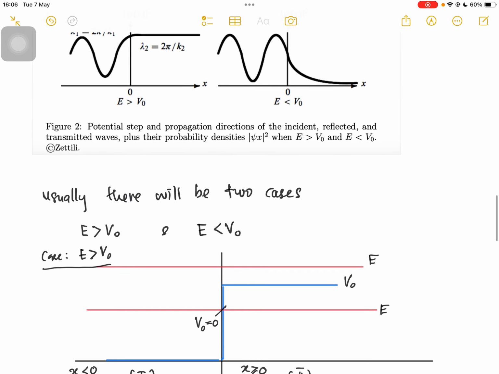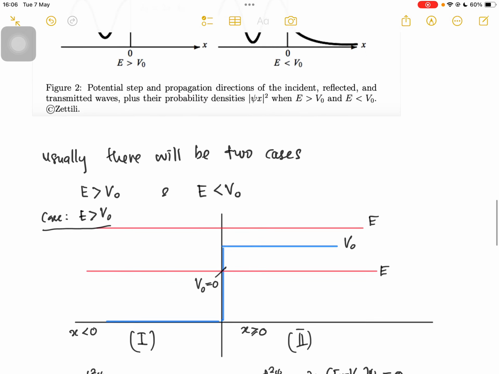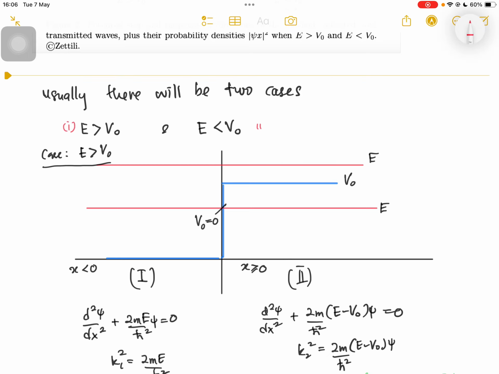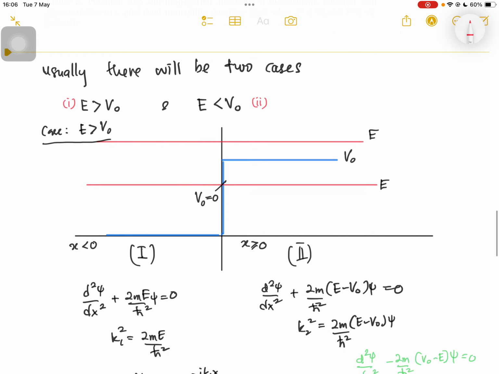All right. So in this case, let me rewrite again what will happen. You always consider case 1 and case 2. Case 1 is the energy of the particles much larger than your potential, and case 2 is the energy of your particles less than the potential given. Every time, we start with case 1. Case 1 always has 2 regions.